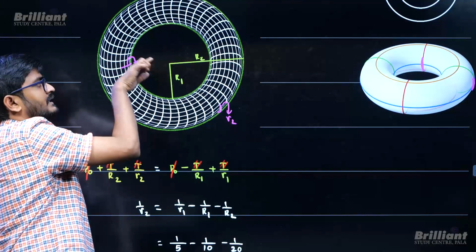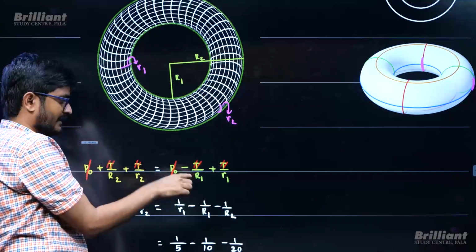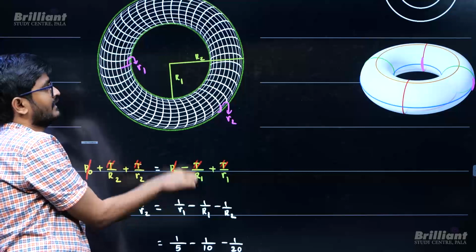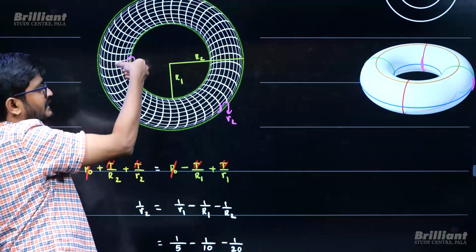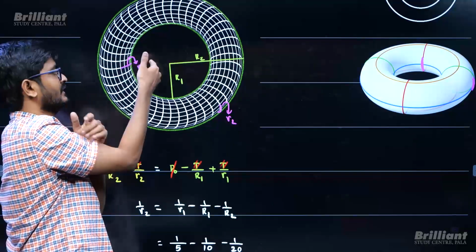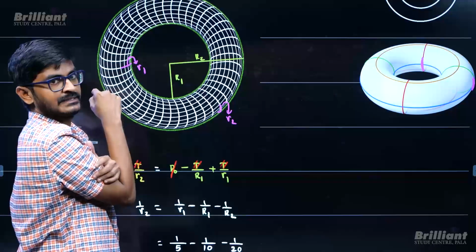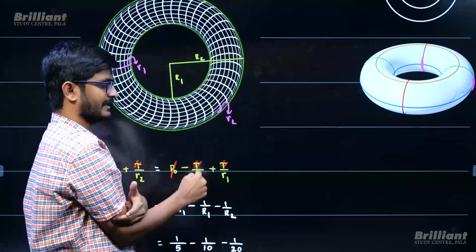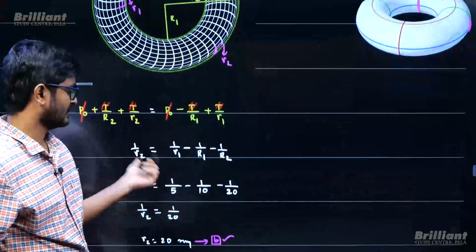So when you go from here to here, the pressure will decrease because of this curvature. So P0 minus T by capital R1, because this curvature center is on this side. But if you look at the pink color curvature, it is like this, center is here. Because of this curvature, when you go from here to here, pressure has to increase. So P0 minus T by capital R1 plus T by small r1. Right, so from there you will be solving it.